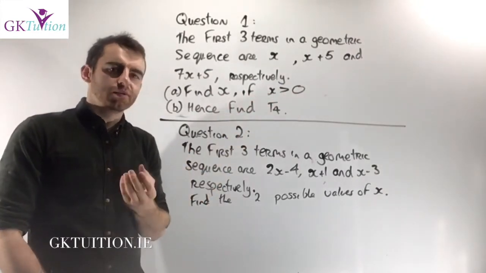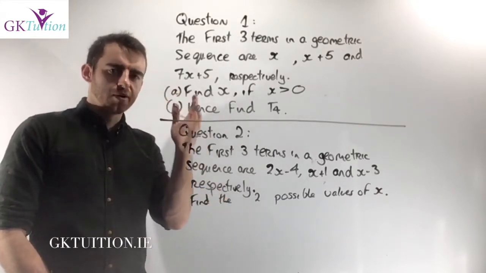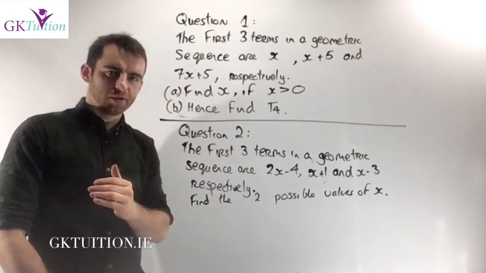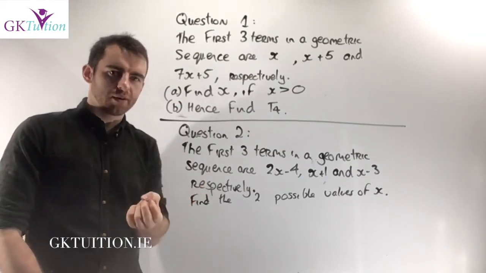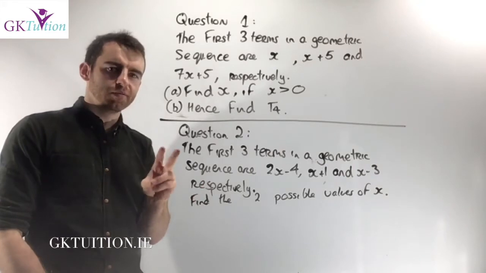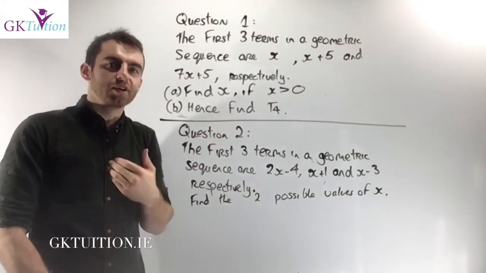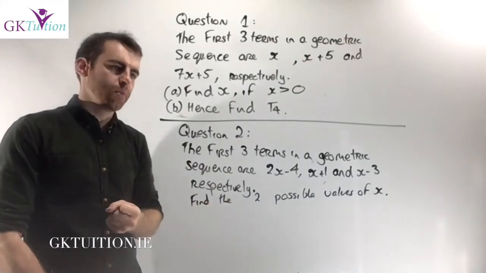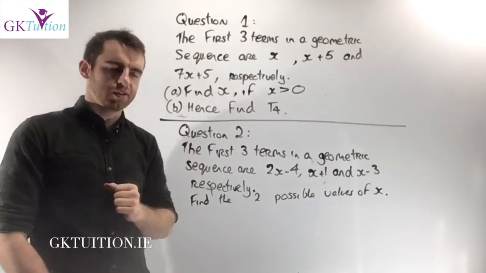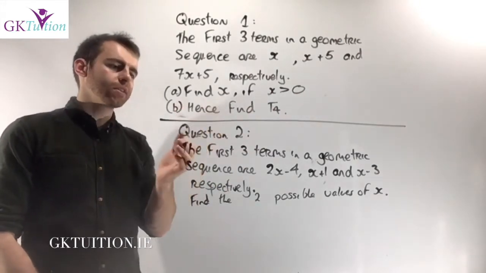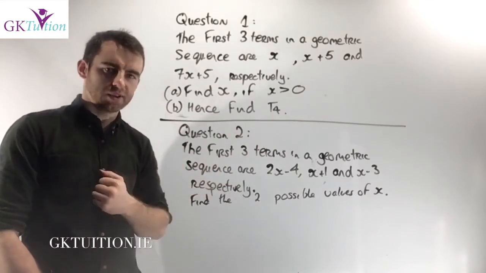So you need to realize that if these three terms are in geometric sequence, that means that the third one over the second one equals the second one over the first one. But in these questions, when you solve that, you're going to end up with a quadratic, which means there's two possible values of x. There's two numbers I could sub in for x that would generate a geometric sequence. But in this question, they've told you they only want the positive one, where x is greater than 0. Once you've worked out your x, you should be able to then find t4, the fourth term in the sequence.